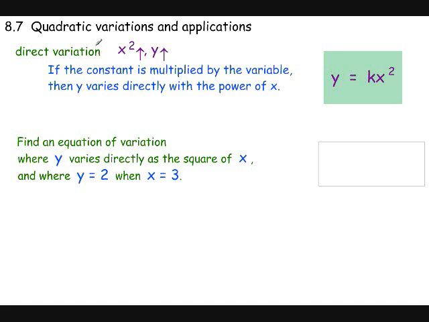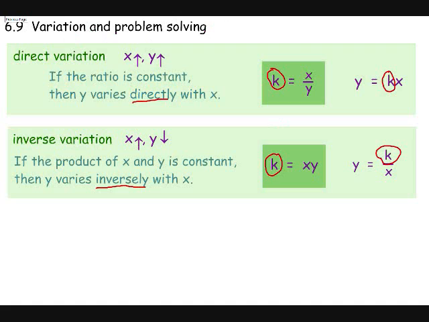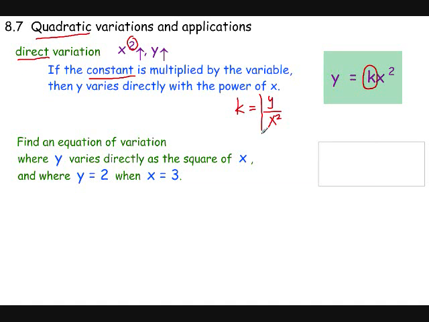Back to Chapter 8. Direct variation. Now we're going to talk about quadratic. So what do we see right here? Yes, we've got x squared. As x squared increases, y increases. Because we're talking about direct variation, the constant shows up right here. And we could write it like this. K equals y divided by x squared. You remember a moment ago we were looking at the direct variation. If a ratio is constant, see, here's our ratio. Now with quadratic, again we have a ratio.